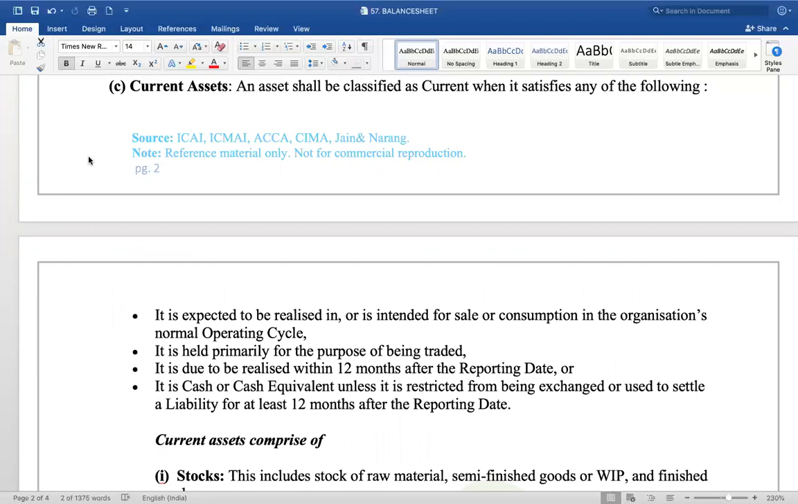It is expected to be realized in less than 1 year, or that is in the normal operating cycle. If it is converted into cash, then that is called current asset. It is held primarily for the purpose of trade. You buy that and sell. If you're procuring that asset for the purpose of selling again in the same form without changing its form, that's a current asset. Or sometimes you can change the form, but the purpose is to sell it again.